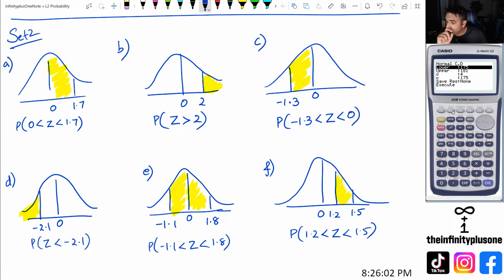And again, I'm just going to interrupt here. Remember that these are all from 0 to the left-hand side is 0.5. From 0 to the right-hand side is 0.5. All right. So if you do get stuck, you can always just go 0.5 minus things as well. So keep that in mind.